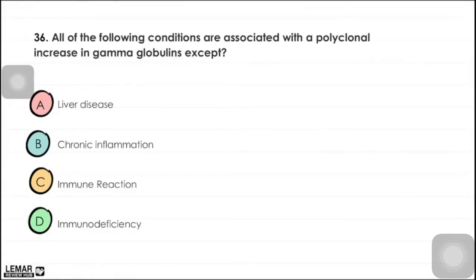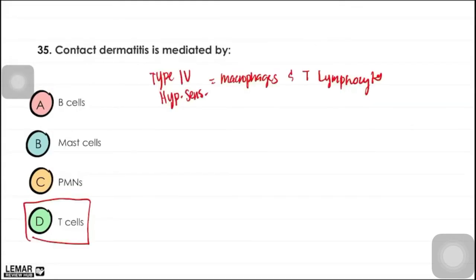Number 36, sorry, wait. So B cells, very important. Remember, these are B lymphocytes. This is needed in the antibody production, particularly the plasma cells. Okay, they are not involved in contact dermatitis. We have your mast cells. Mast cells are our key component of type 1 hypersensitivity reaction, not cell-mediated hypersensitivity reaction. Letter C, PMNs. PMNs are recruited to the site where the immune complexes have formed in type 3 hypersensitivity reaction.